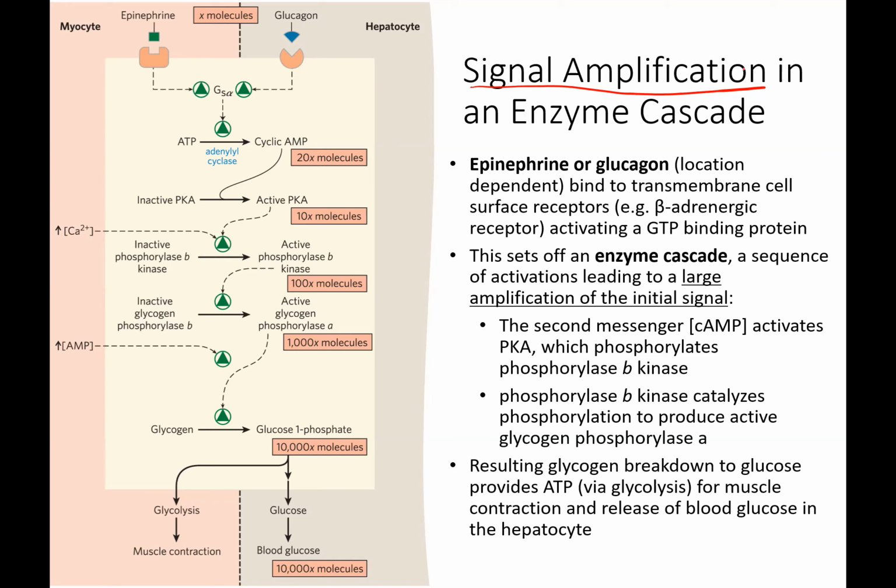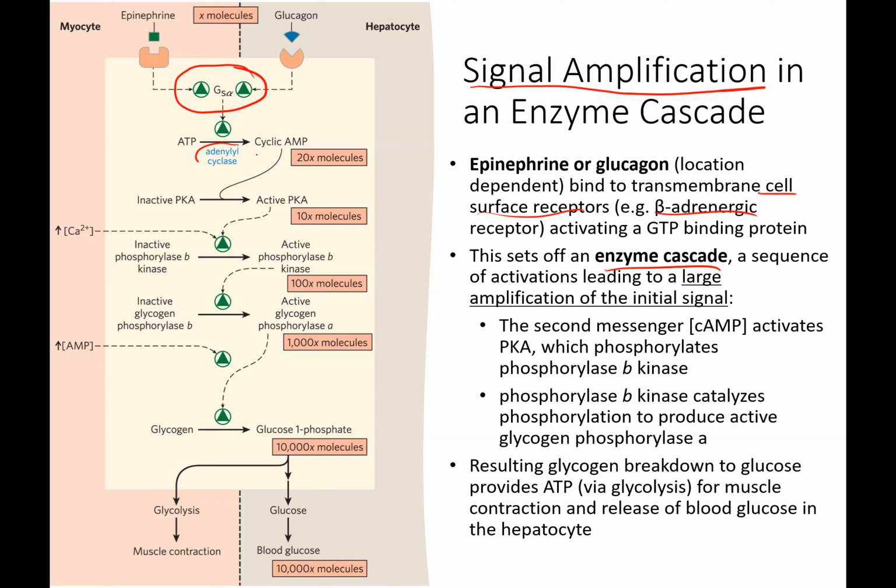Either of these hormones can bind to some cell membrane surface receptor, typically something called the beta adrenergic receptor. And this in turn activates something called a GTP binding protein. So this leads to a whole chain of events, which is all about an enzyme cascade amplifying this initial signal through successive steps. So let's just trace the pathway.